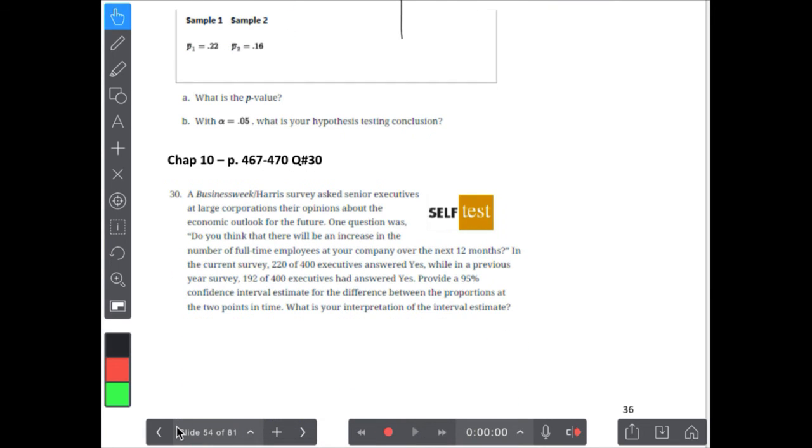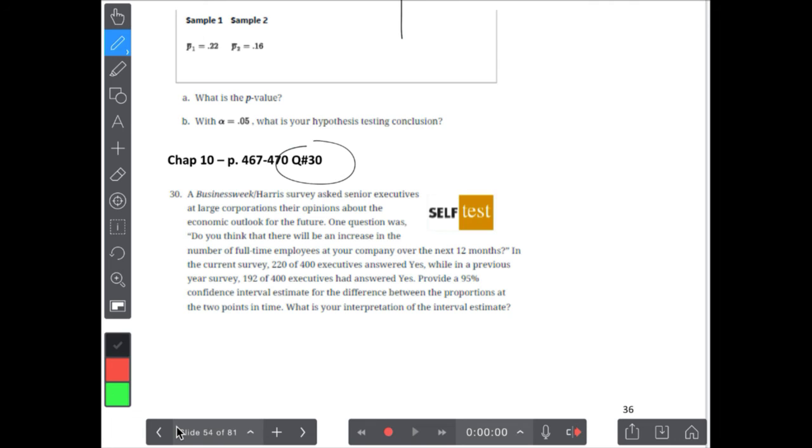There's also another problem here, which maybe is the one you could try for your self-test, which is number 30. So what we have here is that a Business Week Harris survey asked senior executives in large corporations their opinions about the economic outlook for the future. One question was, do you think that there will be an increase in the number of full-time employees in your company over the next 12 months? In the current survey, 220 of 400 executives answered yes, while in the previous survey, 192 of 400 executives said yes. So provide a 95% confidence interval estimate for the difference between the two.